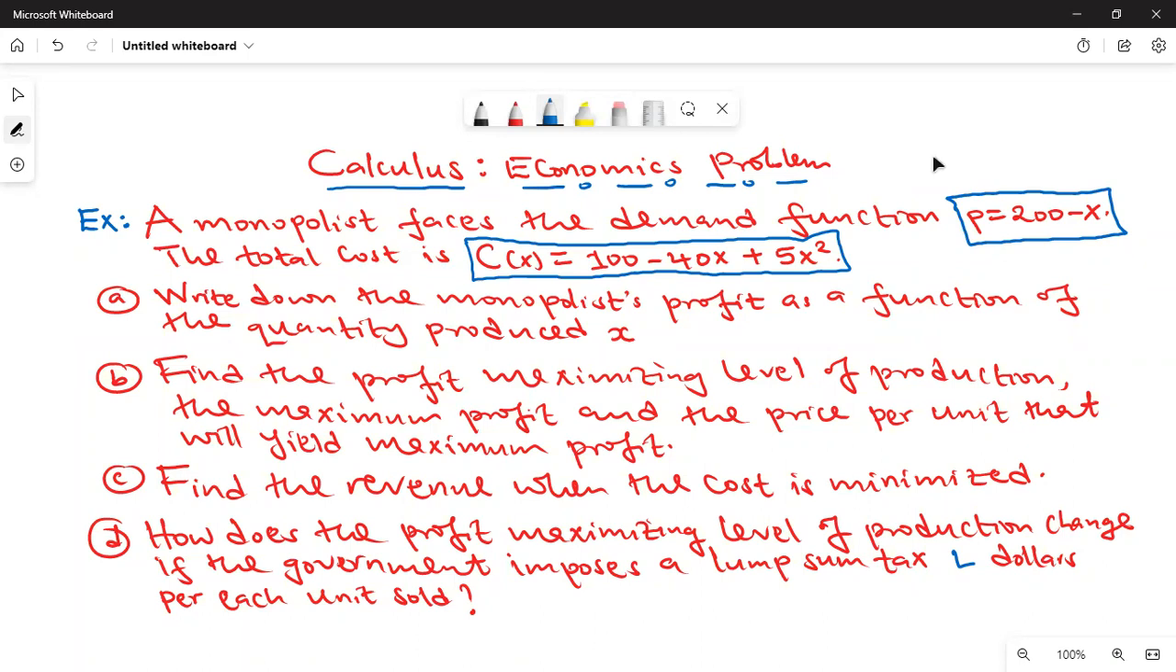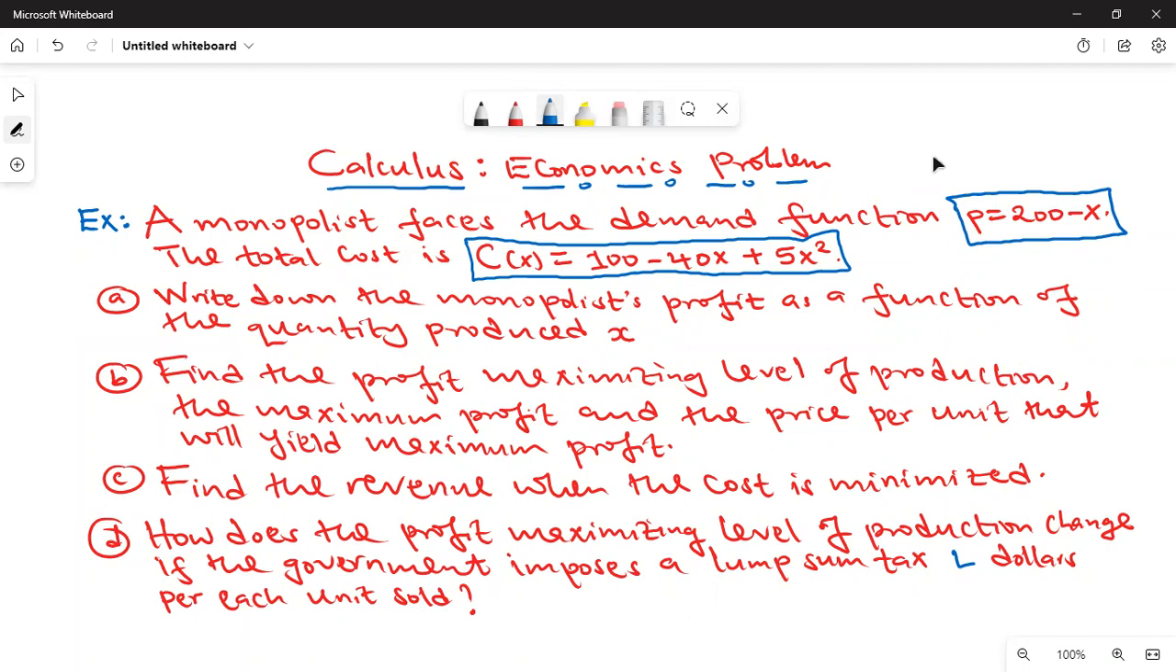Today we are going to look at a problem in economics. We want to see how to apply the concept of differentiation in solving economics problems. And in particular, I want us to answer this question.